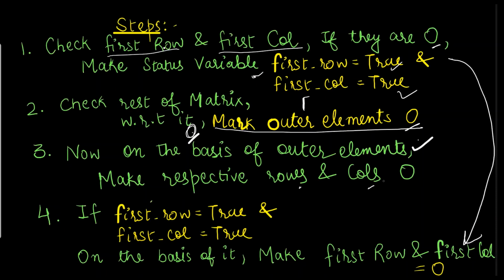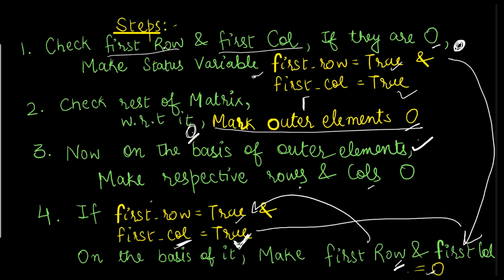Then I need to check the status flag, which we have set in the first step. If it is true, make the first row 0. That means all the elements of the first row as 0. And on the basis of the first column variable, which we have set the flag as true, make all the first column elements 0.